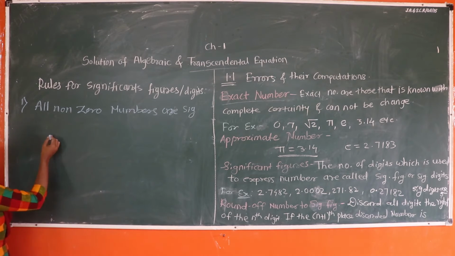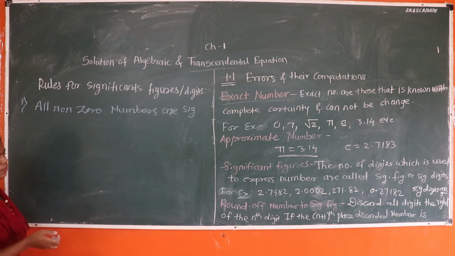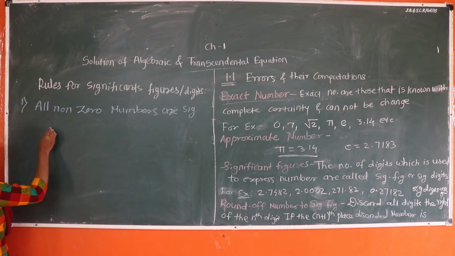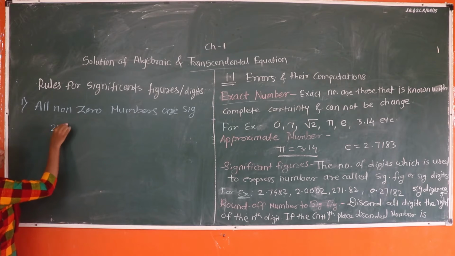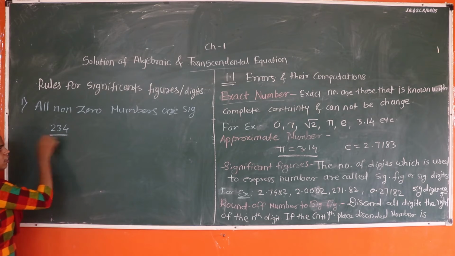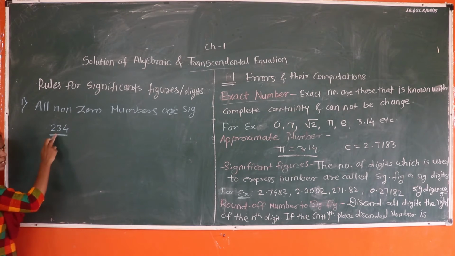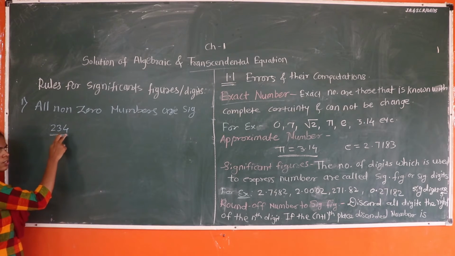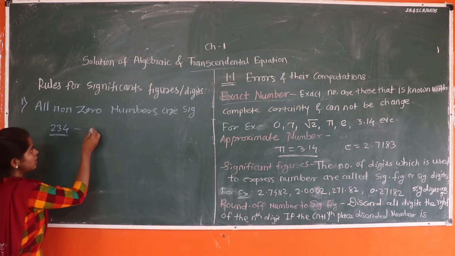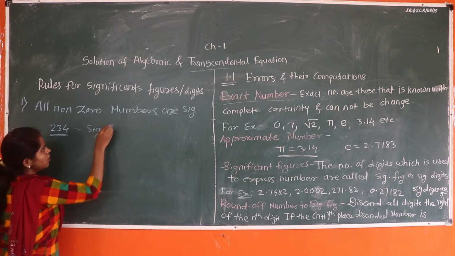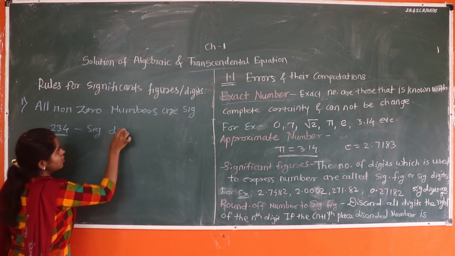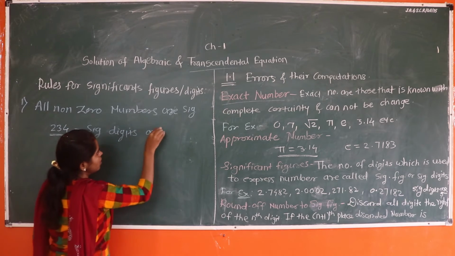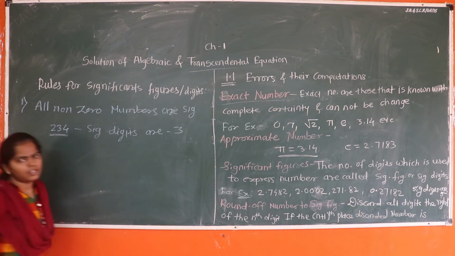Means all natural numbers, for example the set of natural numbers. All the natural numbers that come are significant. For example, 2, 3, 4. These all three numbers are non-zero. So the significant figures of this number are 3 digits. Significant digits are 3.